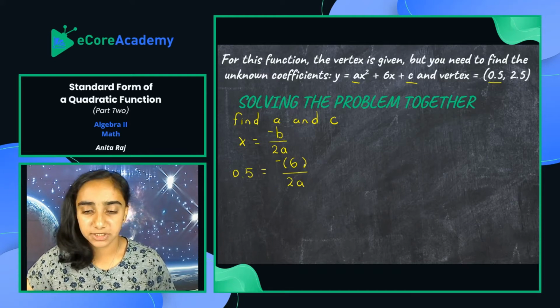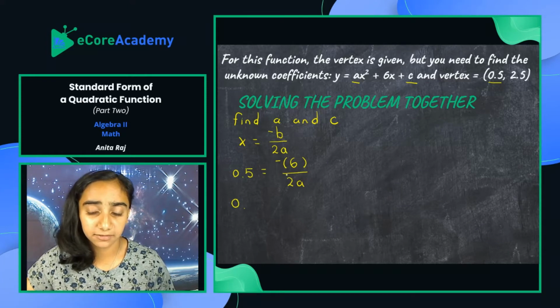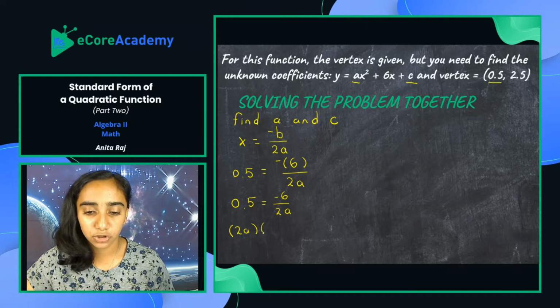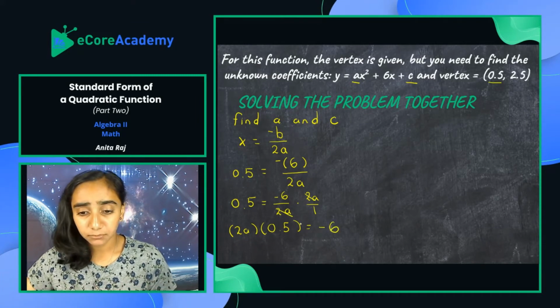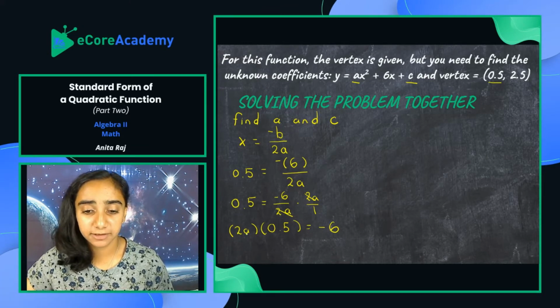Next, what we do is we just find the negative value of 6, so 0.5 equals negative 6 over 2a. Afterwards, we want to get 2a out of the denominator, so I would multiply both sides by 2a, and then we get 2a times 0.5, whatever that value is. We're not going to multiply them together yet, and then if we multiply this side by 2a over 1, the 2a's cancel out, and we just get negative 6 by itself. Then after that, we're going to divide both sides by 0.5 because we're going to get 2a by itself. So 2a equals negative 6 over 0.5.